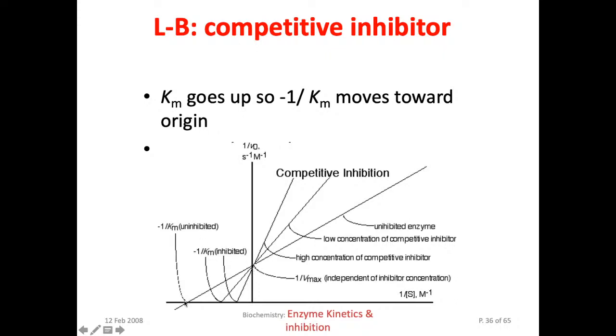So Km is here, minus 1 over Km. But if you add a low concentration of a competitive inhibitor, the slope goes up, and minus 1 over Km goes nearer to the origin. And the same goes if you add a high concentration: it goes even closer.